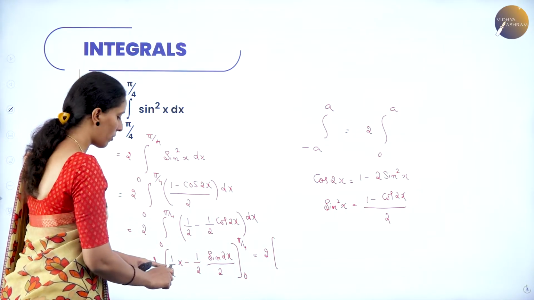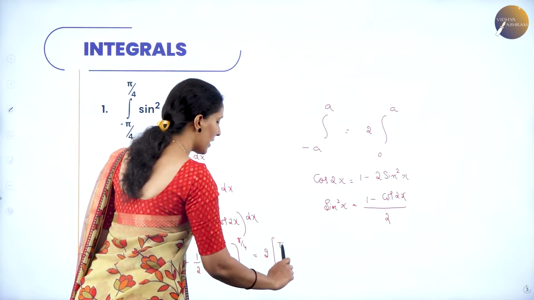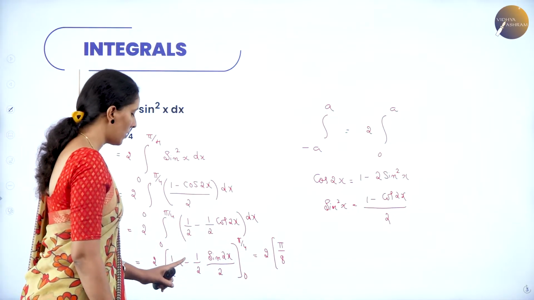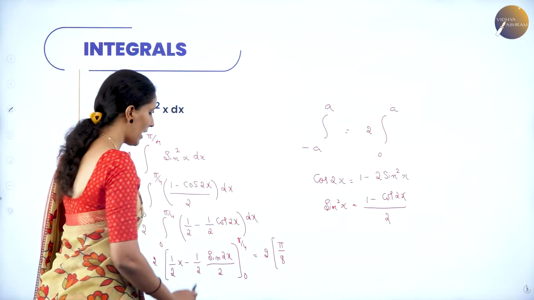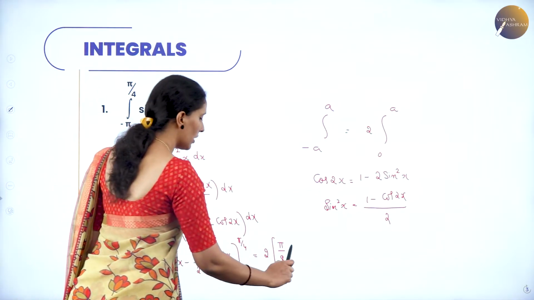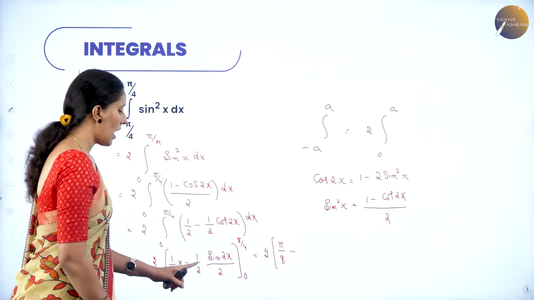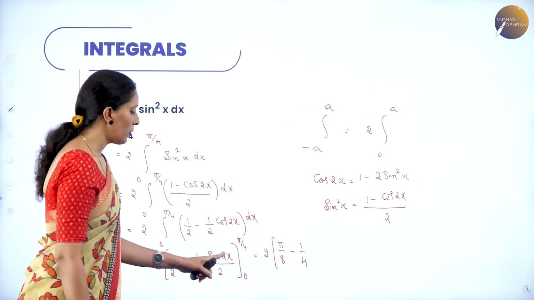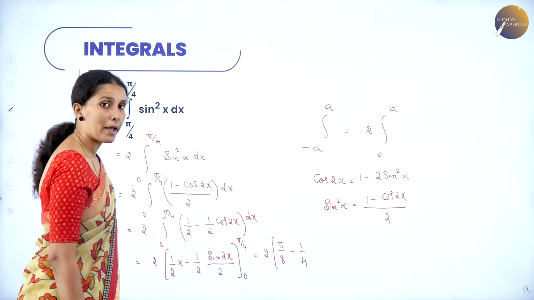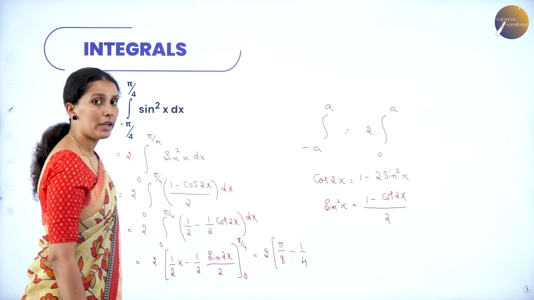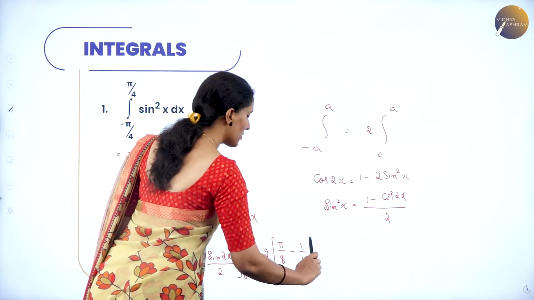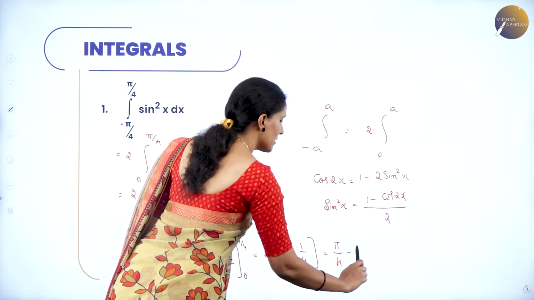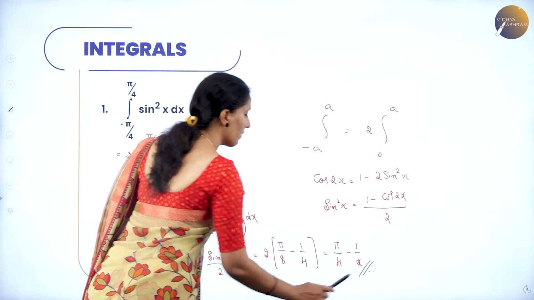So pi by 4 by 2 becomes pi by 8 here. And here we have 2 and outside we have 2. So therefore here it becomes minus half into half, which is 1 by 4. When you put pi by 4 here it becomes pi by 2. So what is sin pi by 2? It is 1. So this is pi by 8 minus pi by 4, or it becomes pi by 4 minus 1 by 2. So this is the value of the given integral.